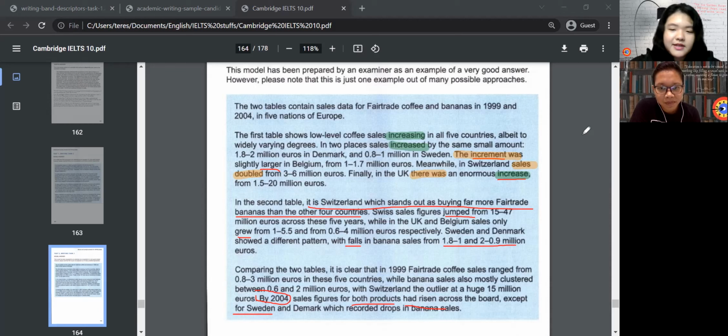Okay, and this is why this is a sample of a very good answer. But don't be too focused on this, because there are other ways to make the description of the table, and it's also good. This is only one way. Have a better picture in mind?